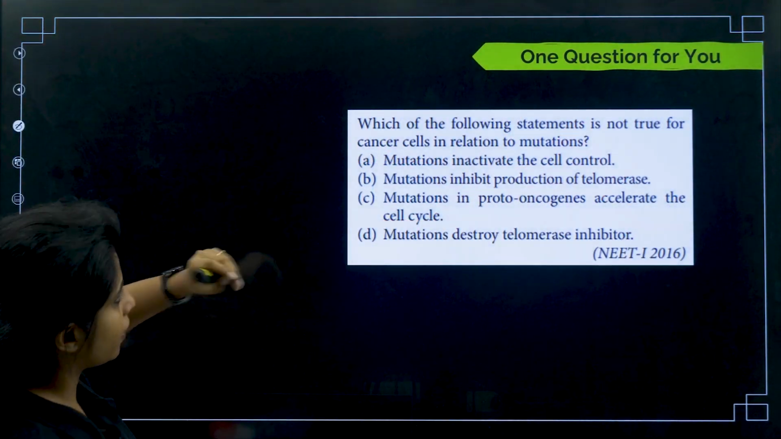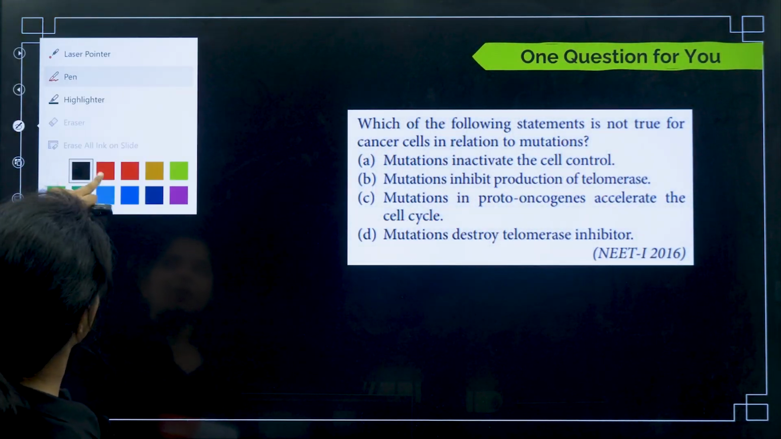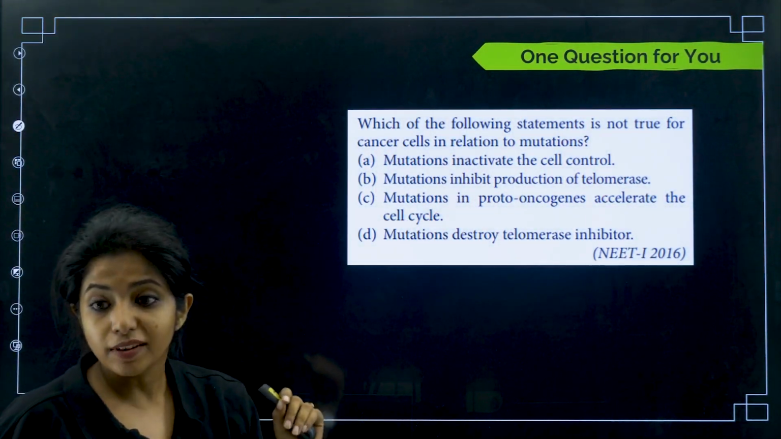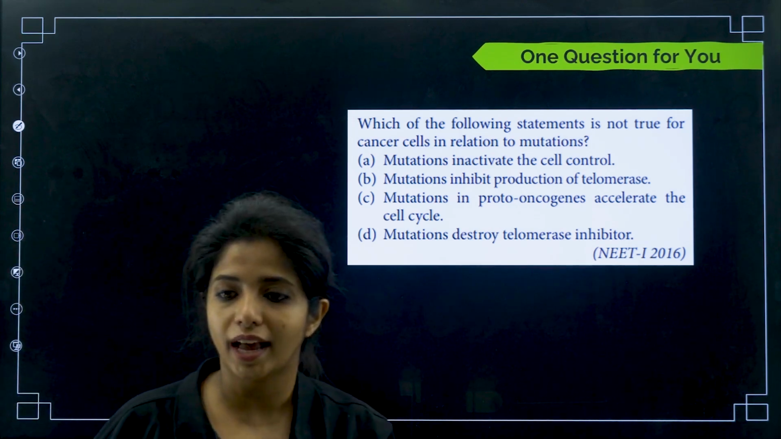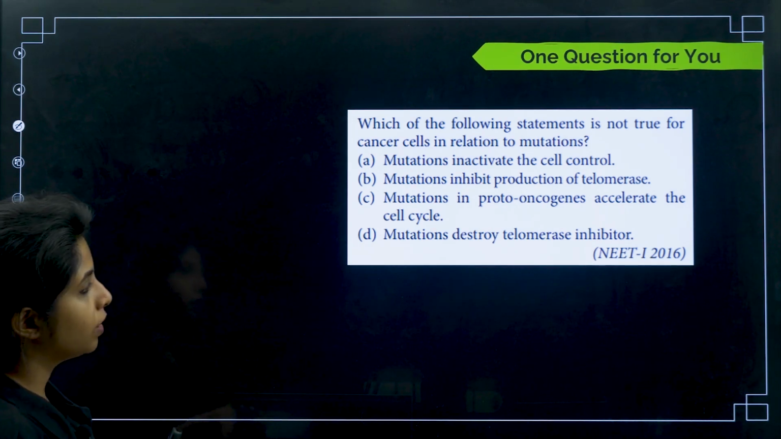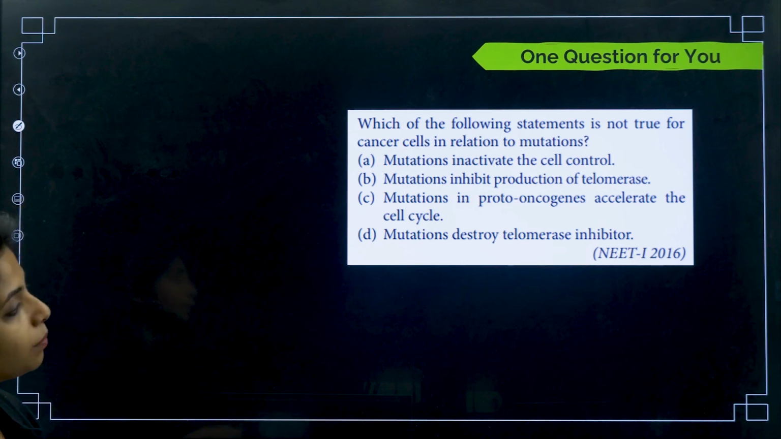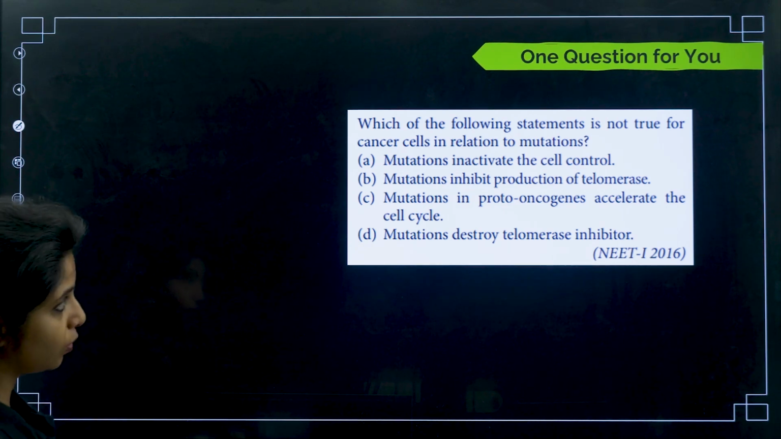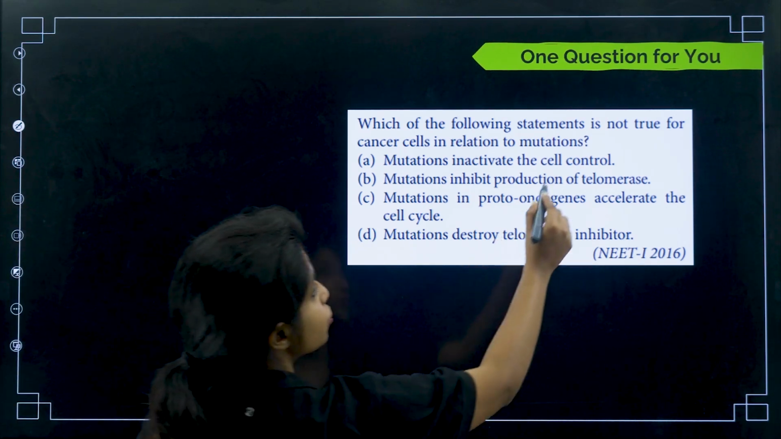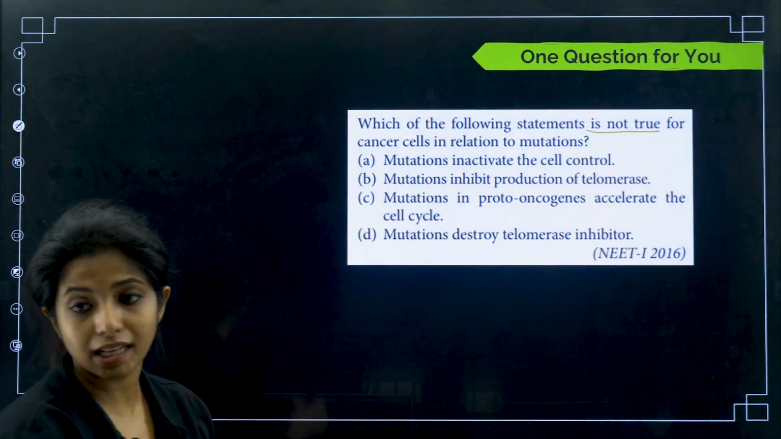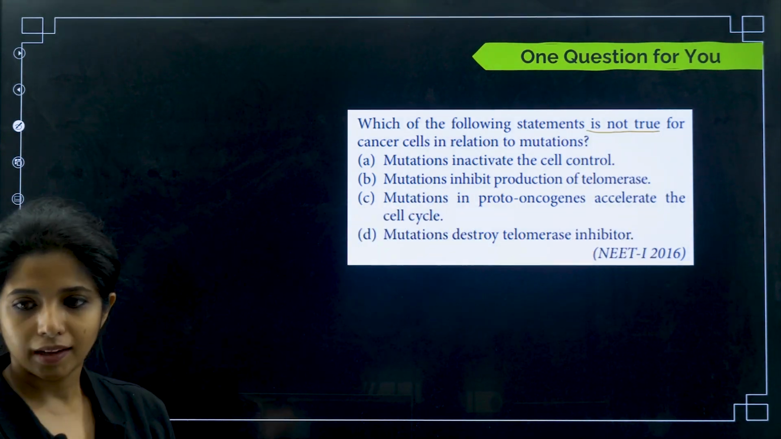And one question for you, this I will solve. Or you can also try solving it in the comment section. Which of the following statement is not true for cancer in relation to mutations? Mutations inactivate the cell control. Mutations inhibit production of telomerase. Okay, it is asking what is not true for cancer cells in relation to mutation.